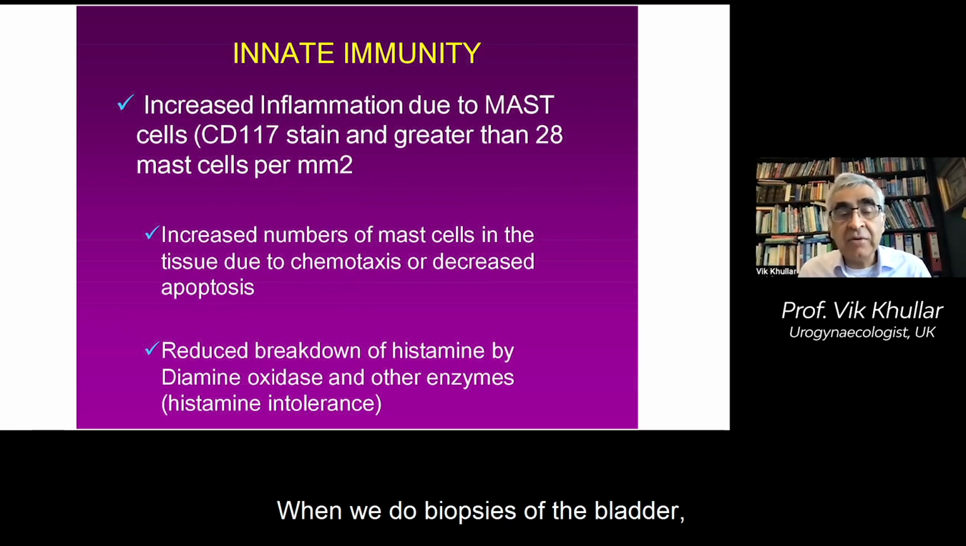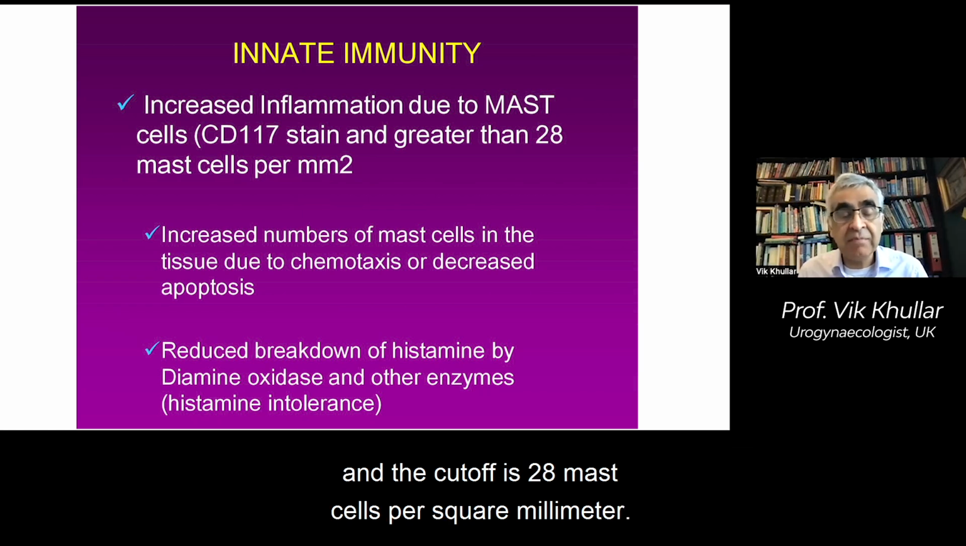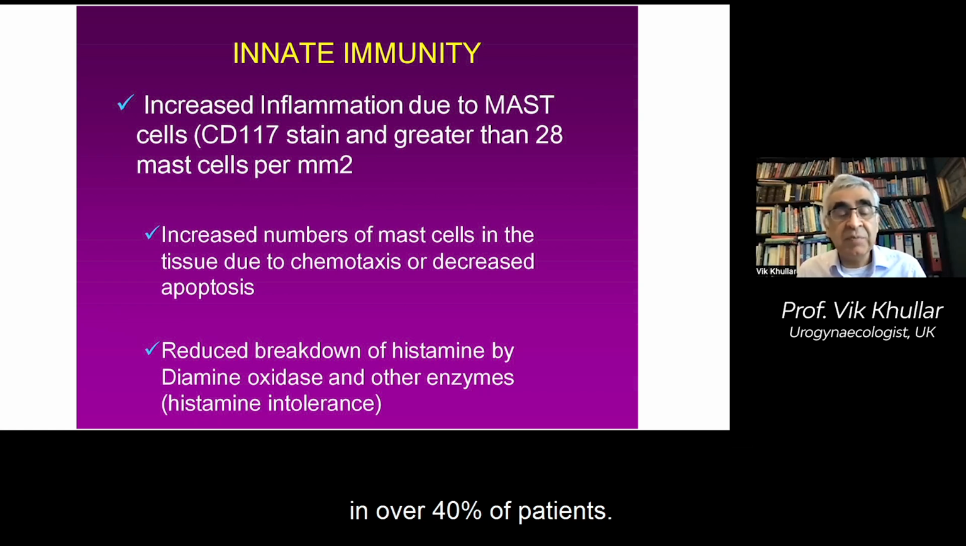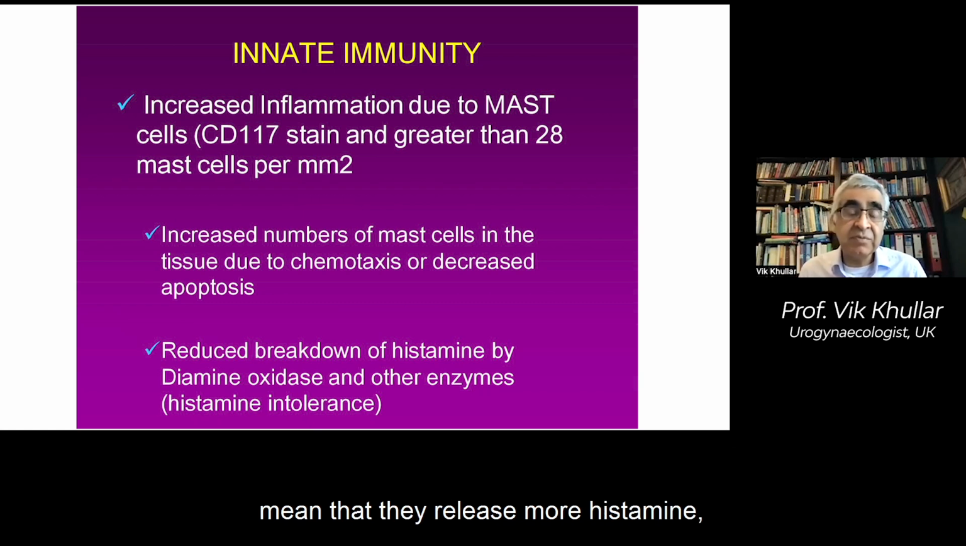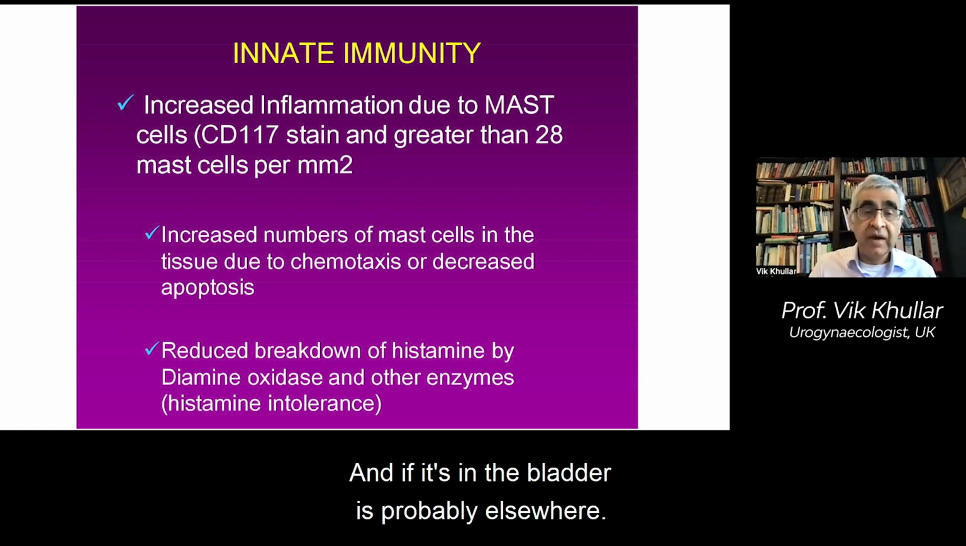When we do biopsies of the bladder, we find that there are increased levels of these mast cells, and the cutoff is 28 mast cells per square millimeter. And we found increased levels of these cells in over 40% of patients. And this means increased mast cells release more histamine, which then leads to more inflammation, redness, pain, swelling. And if it's in the bladder, it's probably elsewhere.